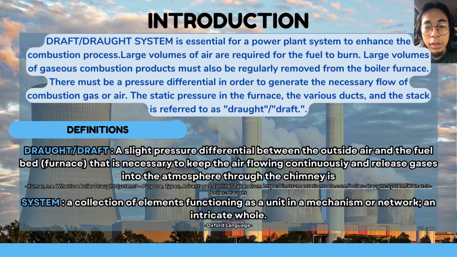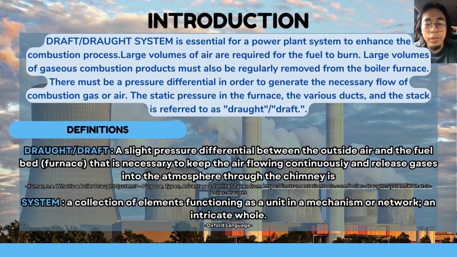Draft system is essential for a power plant system. To enhance the combustion process, large volumes of air are required for the fuel to burn. Large volumes of gaseous combustion products must also be regularly removed from the boiler furnace. There must be a pressure differential in order to generate the necessary flow of combustion gas or air. The static pressure in the furnace, the various ducts and the stack is referred to as draft.